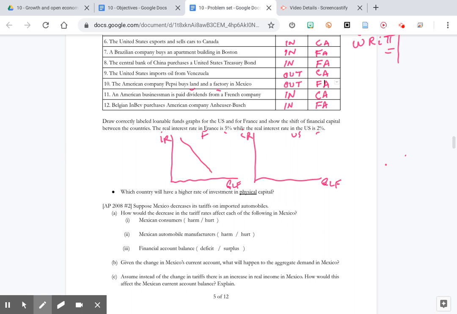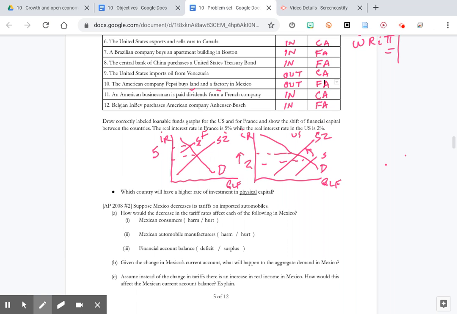So in France, the rate is 5. Boy, this is going to be rough. I'm sorry. And then in the United States, the rate is 2. So the money will flow from the United States over to France because the Americans are going to want to put their money into a higher interest rate, right? The Americans are going to say, I'd rather have a higher interest rate.